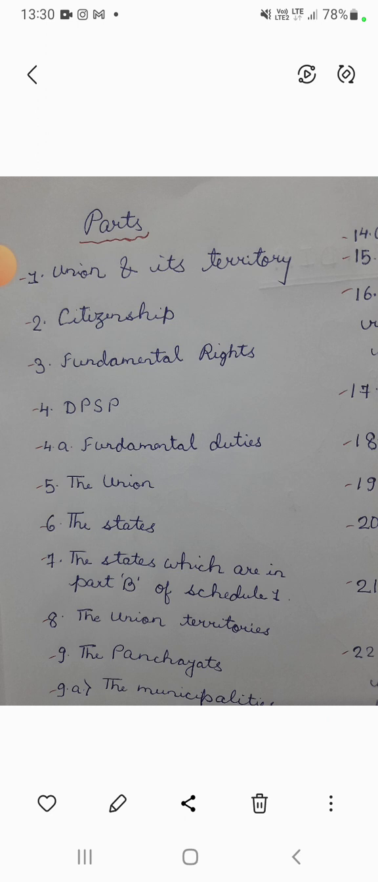Part 9 talks about the panchayats. In villages there are heads and small units that discuss the problems, and those units are called panchayats. 9A talks about the municipalities.